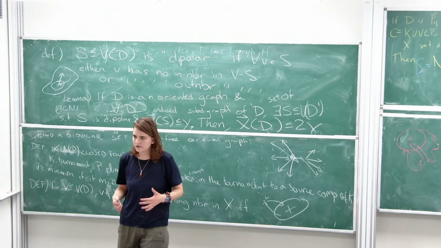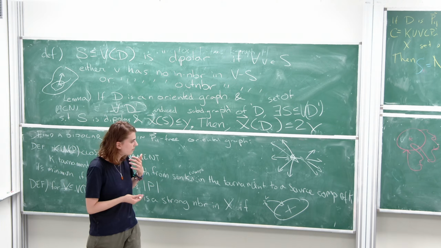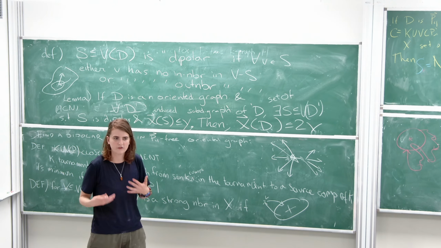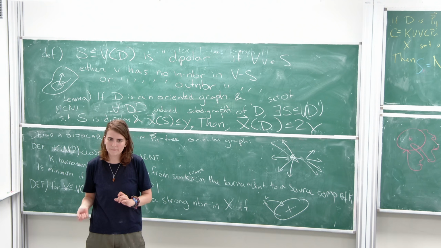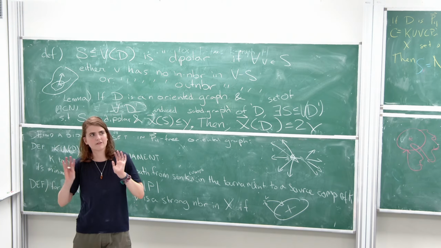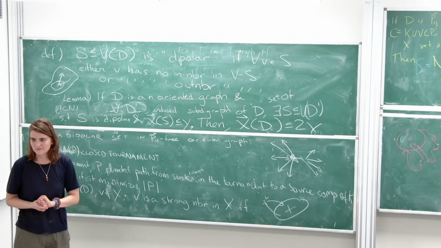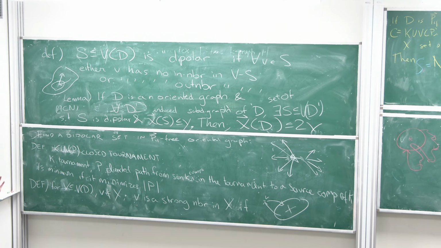Anecdotally, it seems like it would be easier to get a bound on the dichromatic number if it doesn't obviously not bound the chromatic number. I don't think the conjecture is true, so counterexamples would also be great. Okay, thank you. Any questions?